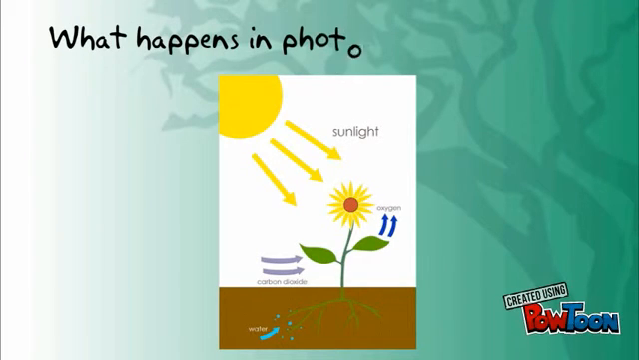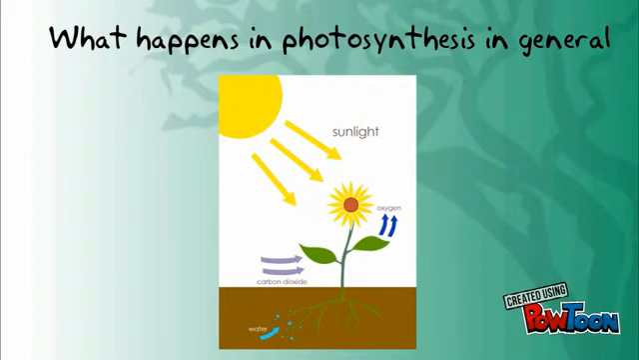In general, plants absorb water through their roots and bring it to the leaves, where CO2 enters and O2 leaves, and the chlorophyll absorbs the photon from the sun.